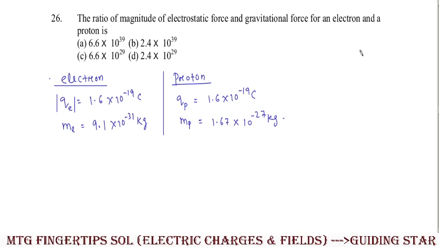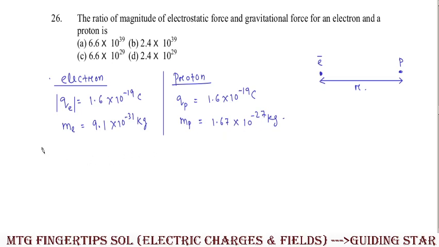In this particular case, assume that while calculating the electrostatic force and gravitational force between the proton and electron, the distance between them is fixed. Clear? Let the distance between them be fixed. That means if this is an electron and this is a proton, the distance of separation between them we will take as r. Clear?